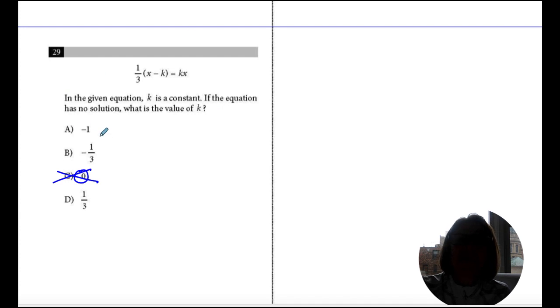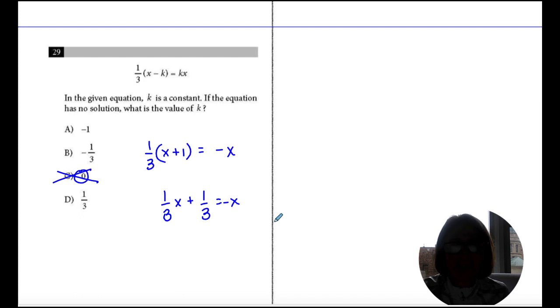Next I'll try -1 because it's a whole number. I put in 1/3 x plus 1 equals -x, which gives me 1/3 x plus 1/3 equals -x. If I bring the x to the other side, I'm actually going to get a solution. So A is out.